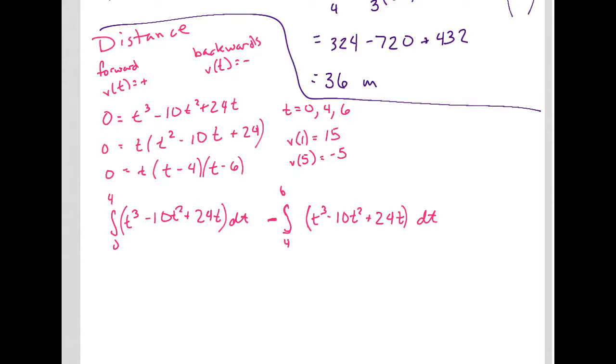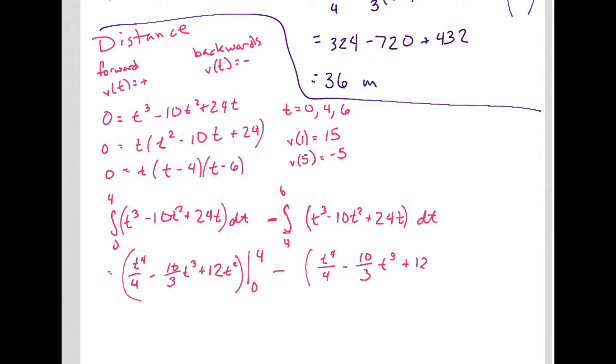So you would go through similarly as before. You would take the antiderivative of both of these. And so you end up with t to the 4th over 4 minus 10 thirds t cubed plus 12t squared from 0 to 4 minus the whole of that, t to the 4th over 4 minus 10 over 3 t cubed plus 12t squared, from 4 to 6. Okay?